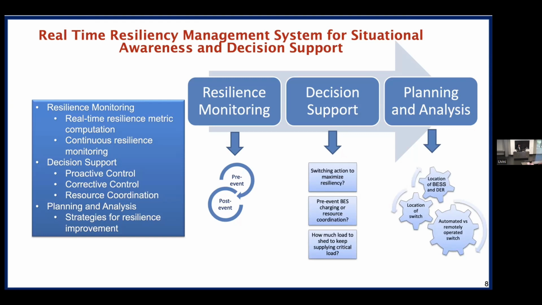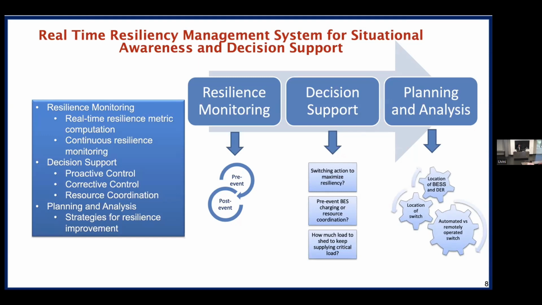And then a different question that we are asking for decision support is, what can I do to maximize resilience, which again means maximizing the critical load connected and the power that we can supply. We can also ask, if there's a battery connected into the system, which is a large scale grid connected battery, how do we charge or discharge pre-event and post-event so that we can use that for supply, right?